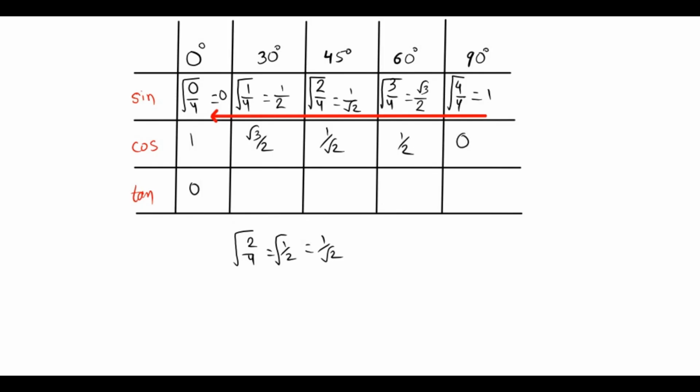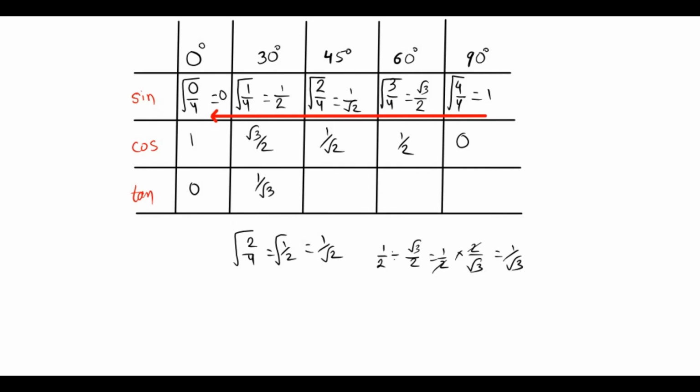Tan of 30 would be half divided by root 3 over 2. If you remember division of fractions, the first fraction, half, stays as it is. The division becomes multiplication and the second fraction flips. Root 3 over 2 becomes 2 over root 3. When we multiply, 2 and 2 cancel out and we have 1 over root 3. So tan of 30 degrees is 1 over root 3.